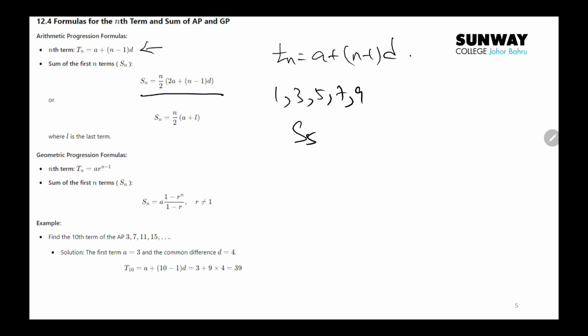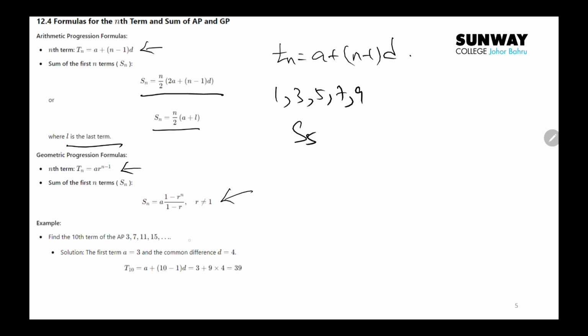A formula is given. It can also be expressed in another form, where you have n over 2, (2a plus l), where l stands for the last term. Similarly, you can also figure out the Tn term for geometric progressions, and the formula is as such. You can also figure out the summation of the first n terms of geometric progressions.